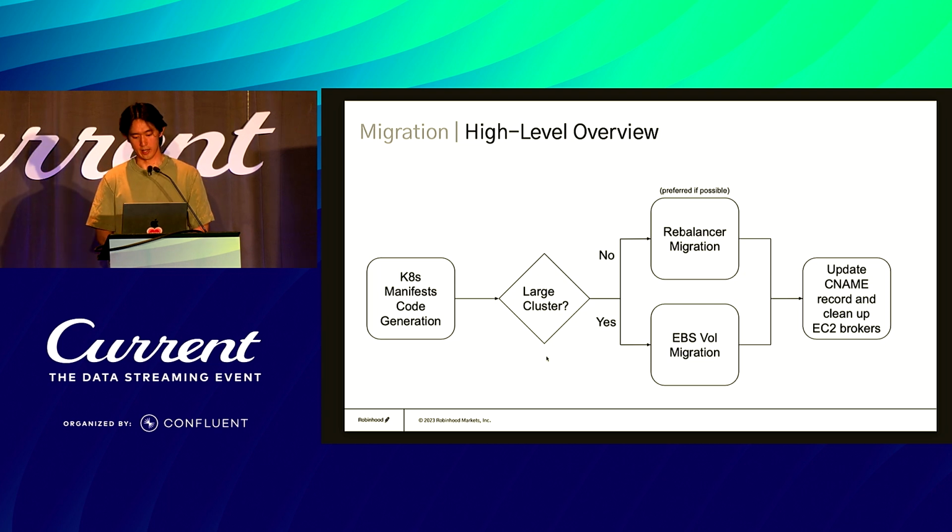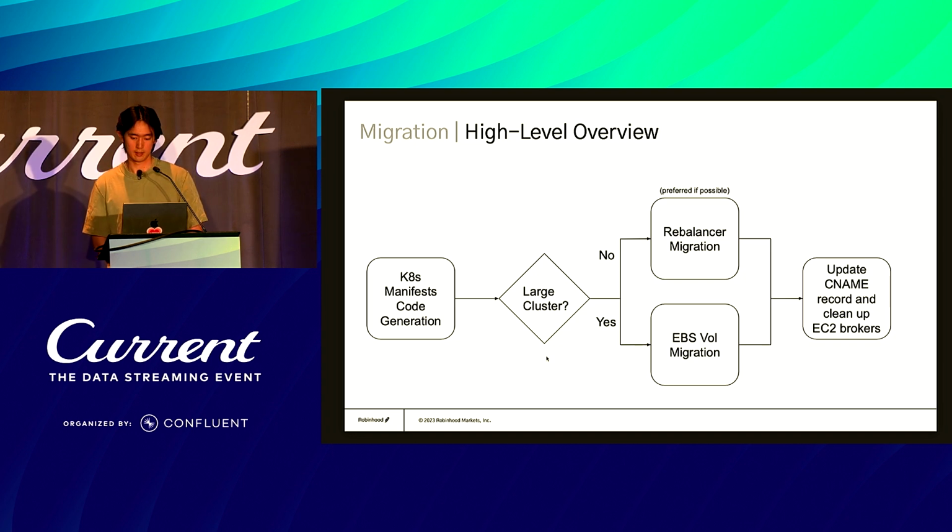On the bottom here, obviously for Robinhood, we have a lot of data on these Kafka clusters, and we have to be ready for market open. So we have a pretty tight timeline with respect to how long a repartitioning can take. When we ran into that, we decided to do this other type of migration, which is an EBS volume migration. The crux of that is reusing the EBS volume that was already attached to the EC2 broker at hand, and then reattaching it to the Kubernetes pod.